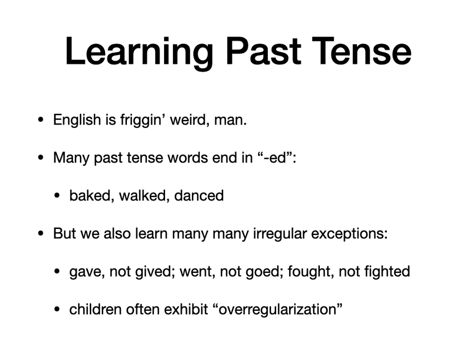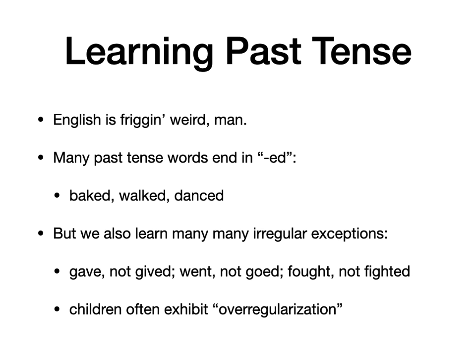But there's so many weird ones. Gave, not gived; went, not goed; fought, not fighted, right? Children screw this up all the time. They exhibit what's called over-regularization. So, the question is, can you build a network that will create those same kinds of errors?